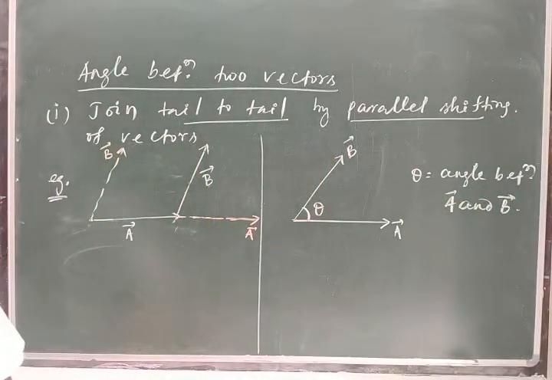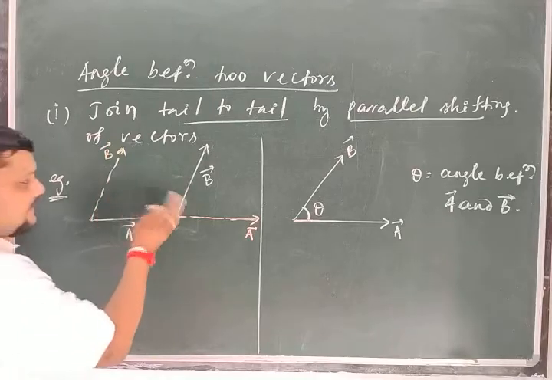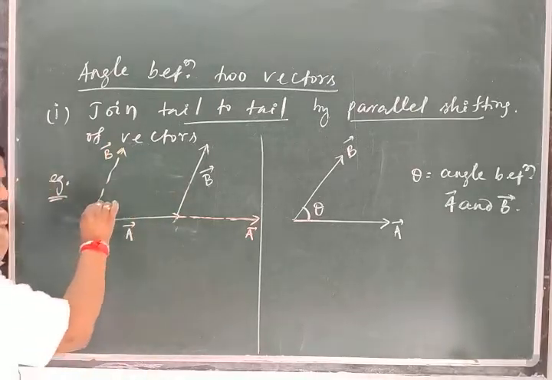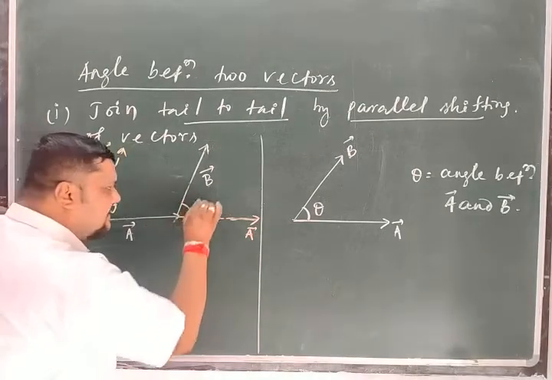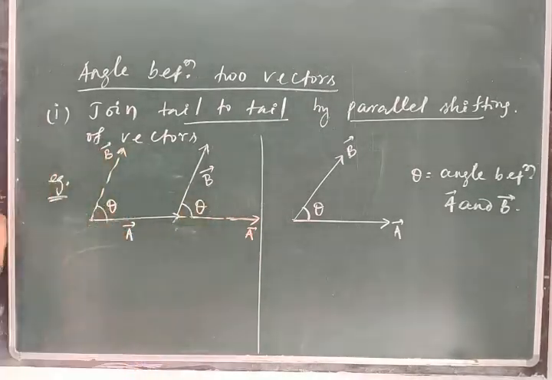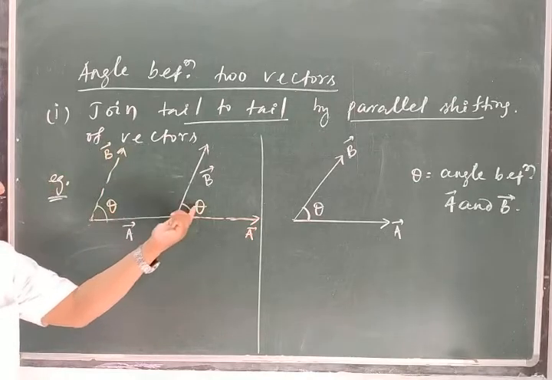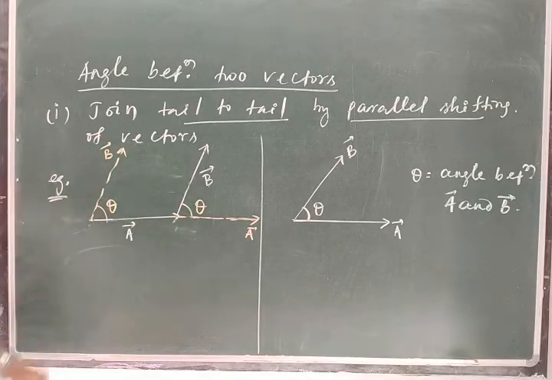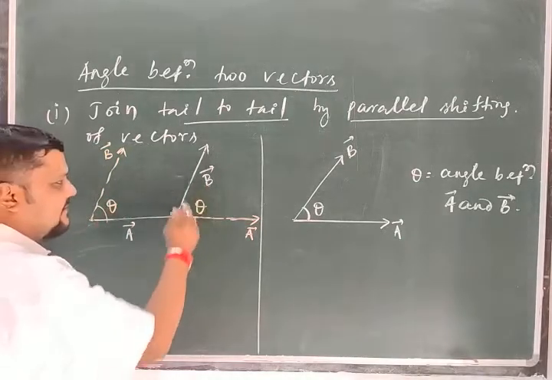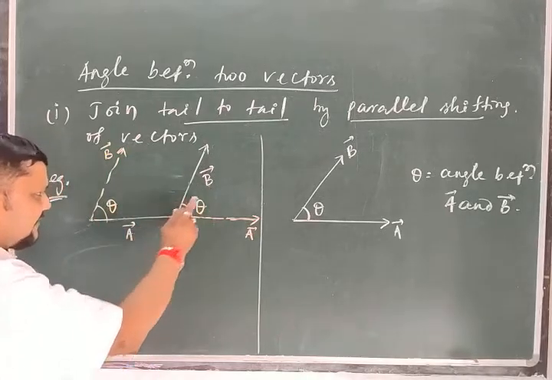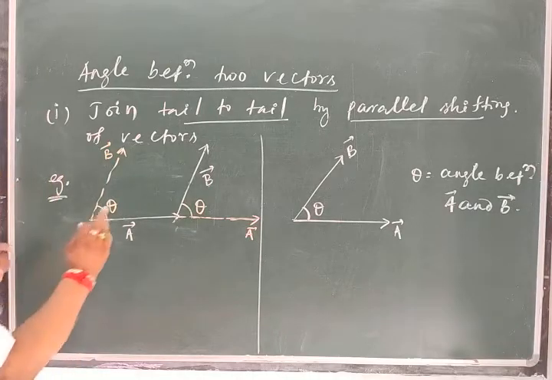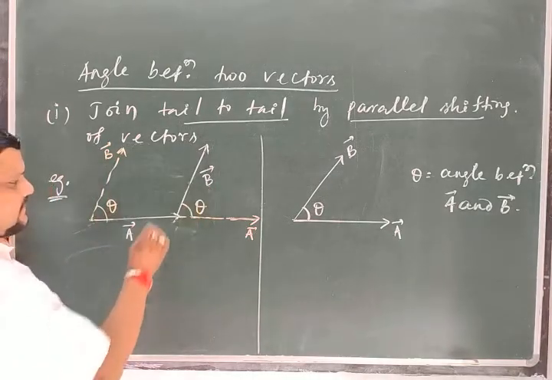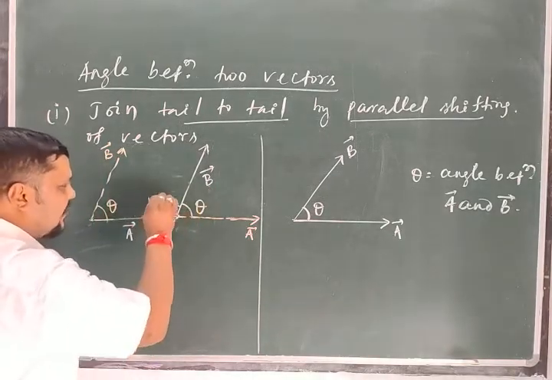According to that, the angle between these two vectors may be this one, theta, or maybe this one, because this is parallel shifting. So the angle is theta in either case. You can say this is the angle between vectors A and B. If A and B are given like this, then this is the angle between A and B. Now, suppose this angle is given as 120 degrees.